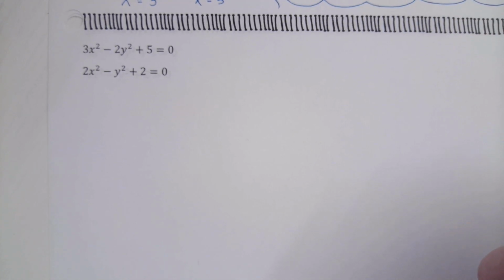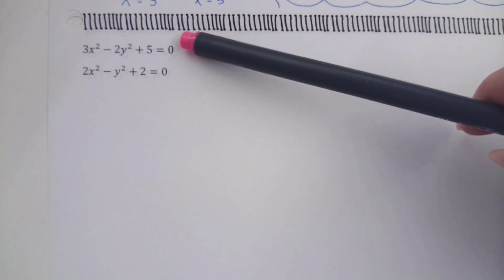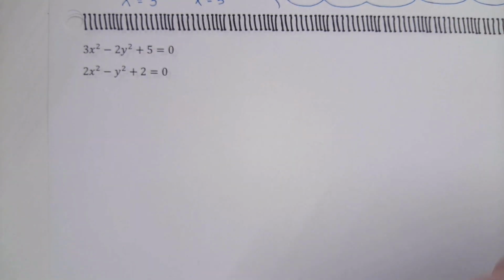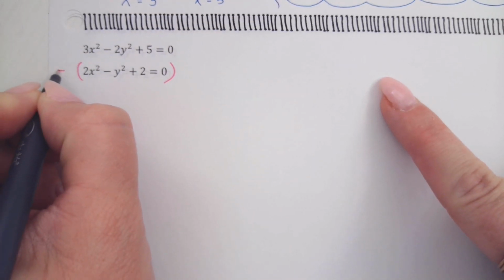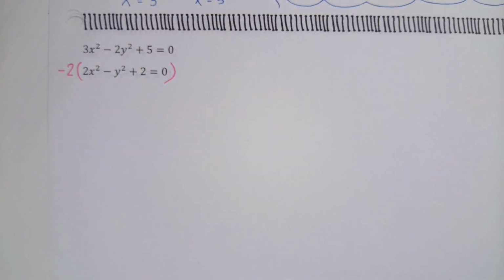Let's look through that. I don't think anything will cancel right away, but you can multiply. I don't even think you have to multiply the top by anything. I'm actually going to multiply the bottom by negative 2. The only reason is so they end up with opposite signs on those y's, so I can add. People are bad at subtracting.